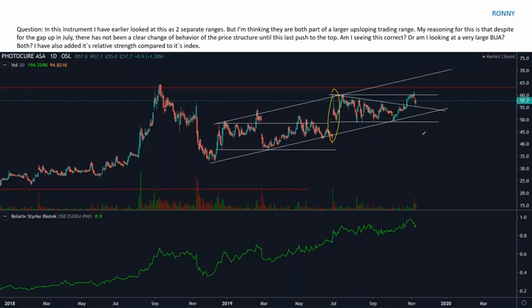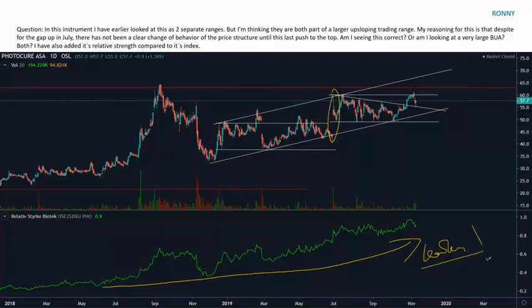Both. I have also added its relative strength compared to the index. So let's just deal with the relative strength. It's a leader right away. I wonder against what, against the industry group. We're probably looking at peers maybe. I'm not sure. And what is the structure here? Uptrend, lots of capitulation, but lots of buying as well. Supply is exhausted. There is buying here.